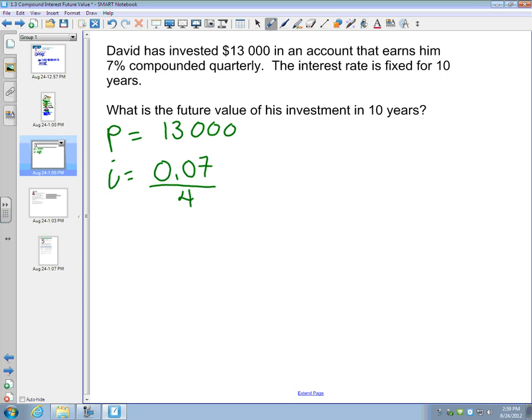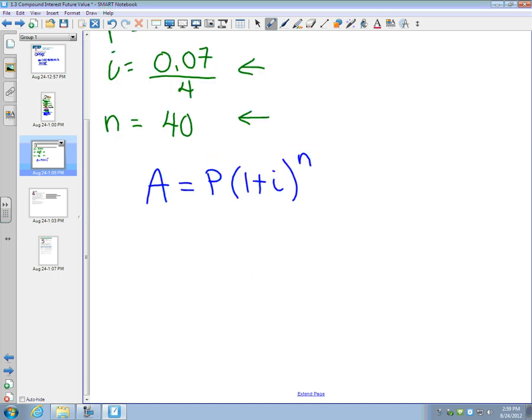Okay, n is the number of compounding periods. So 4 times a year, 10 years, that's going to be 40 total. Okay, so this is where students mess up. They forget this part and they forget this part. People want to put 10 and they want to put 0.07, but that's not what the question's asking. Okay. So now it's just a matter of plugging into that formula. And remember that formula was A equals P(1 plus i) to the power of n. So just subbing in. P we said was 13,000. We have 1 plus 0.07 divided by 4 to the power of 40.